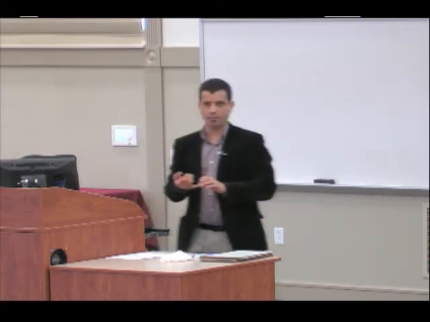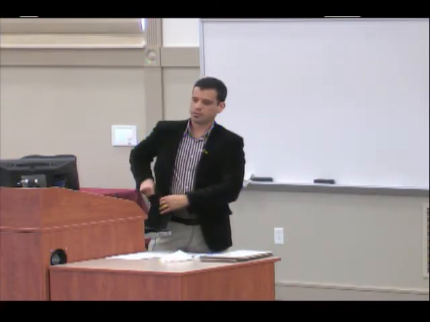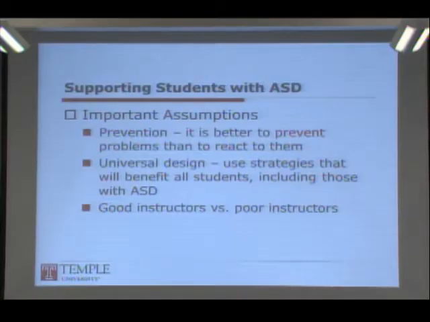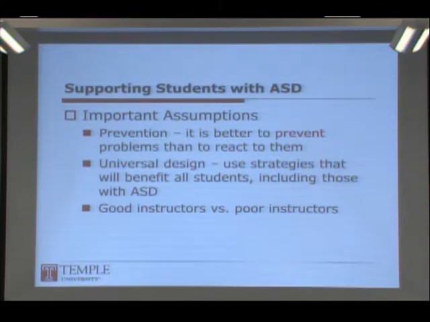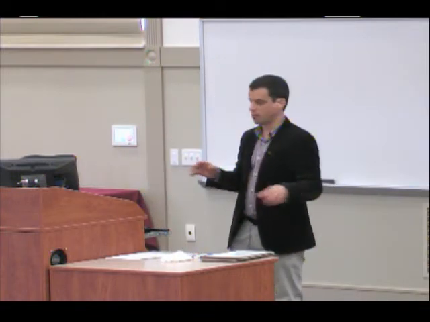As we think about how best to support and enable students with ASD to be successful, there are some important assumptions that guide our thinking. Prevention. It's better to prevent problems than to react to them. As we talk about primary prevention and universal design strategies to help all students, including those with disabilities and autism, to be successful, we're focusing on prevention. We're recognizing that if we structure our course and teach in a certain way from the outset, we're going to have fewer problems. Universal design: these are strategies that benefit all students, including those with ASD.